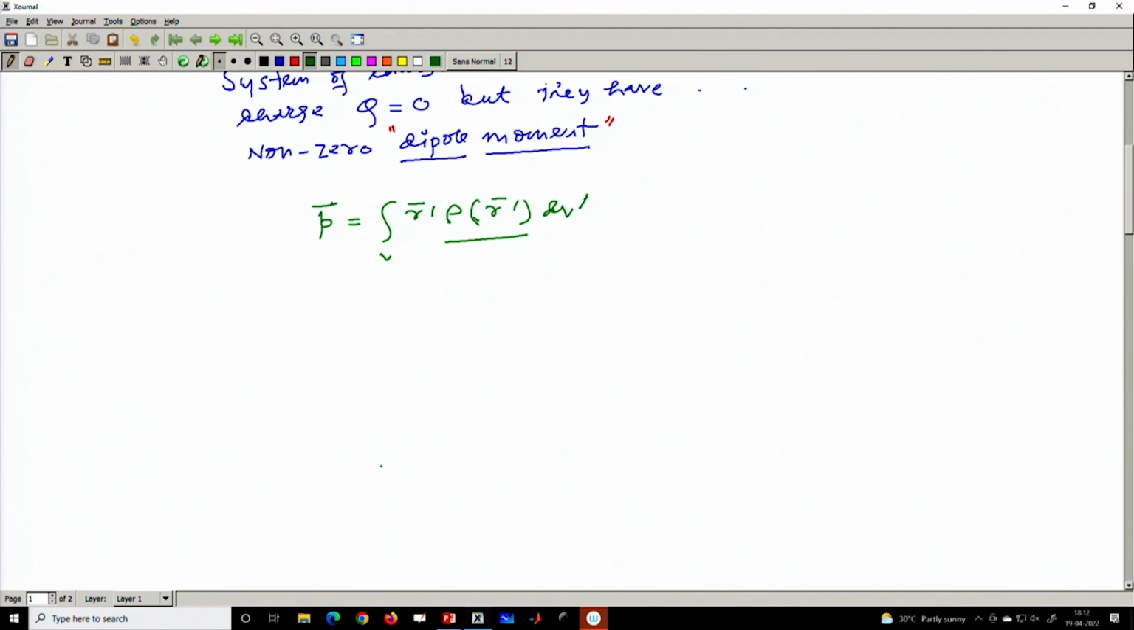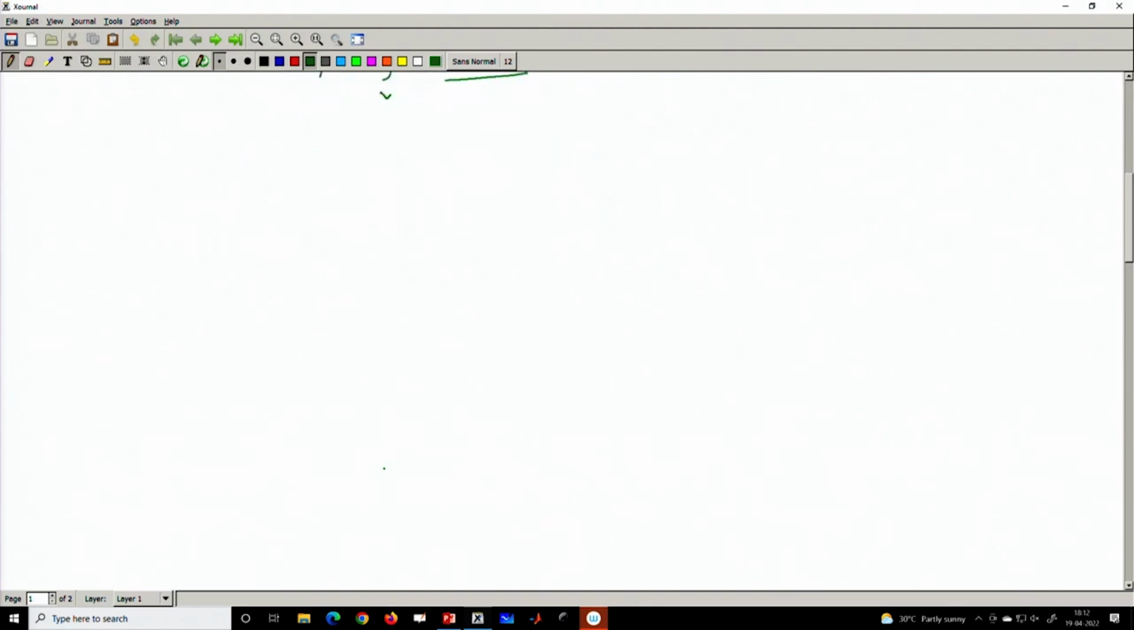So, first we will calculate, in the classical way, the potential and electric field due to a dipole. This is a very traditional calculation that you will find in most of the books. So, we will first do that: potential and electric field due to a dipole.